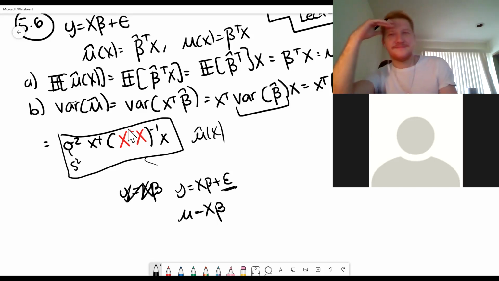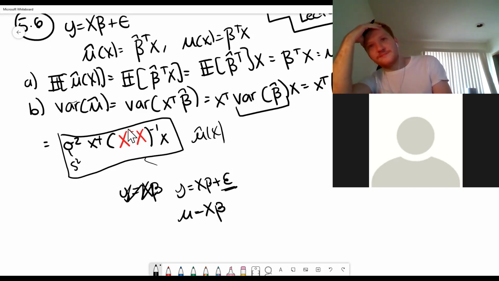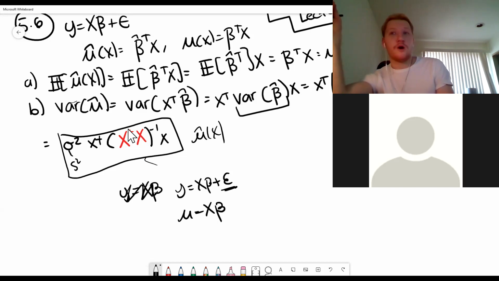When we use the t critical value in part C, we just use degrees of freedom of n minus 1, right? N minus 2. Okay, because it's n minus (p plus 1).